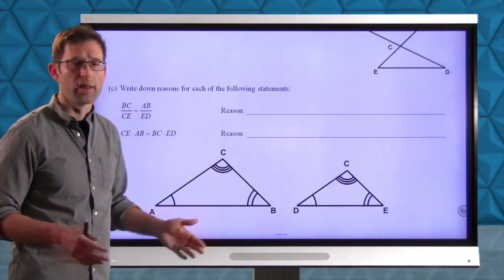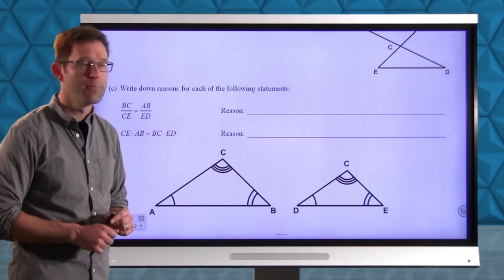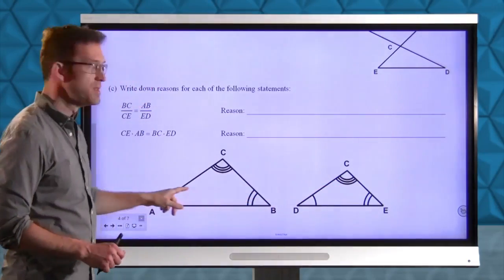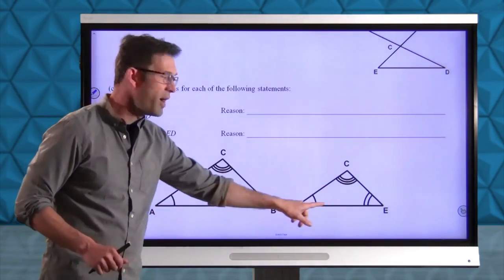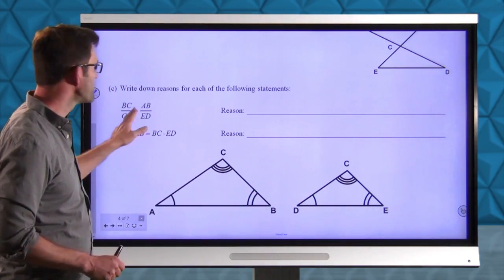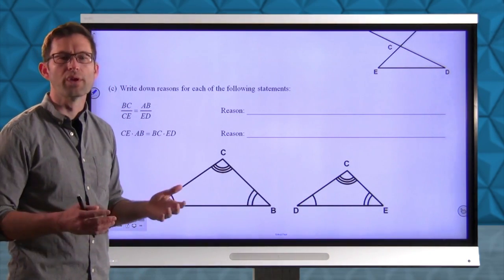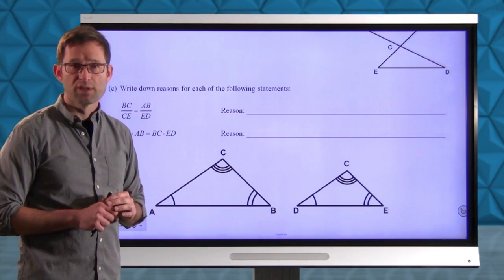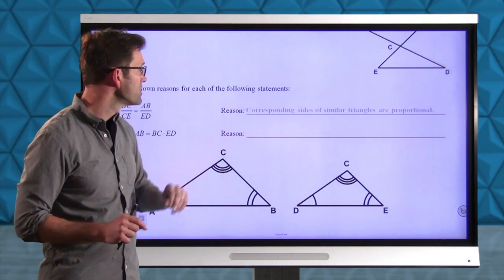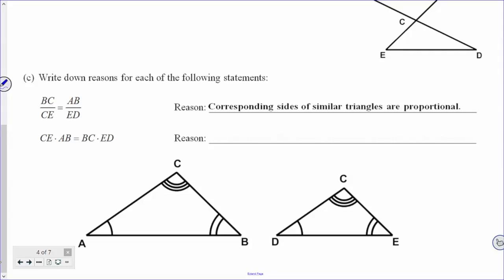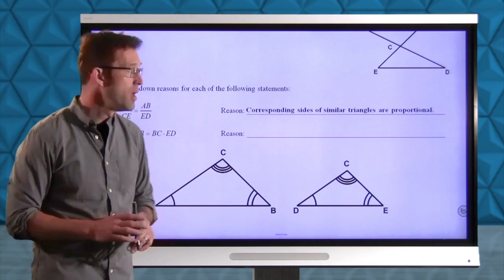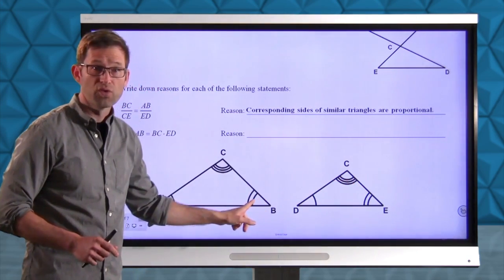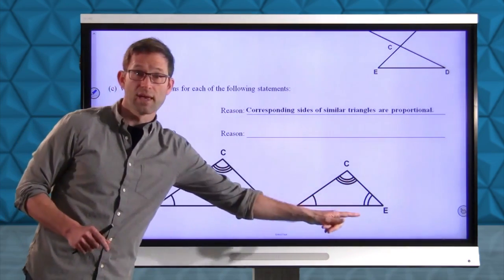And they're similar by angle. I don't have any side information here that I can bring in. So why can I say that BC divided by CE is equal to AB divided by ED? What allows me to set up that proportion? What is the reason for it? Well, what I'm going to state pretty much every time in one of these proofs, just like in the last lesson, is that corresponding sides of similar triangles are proportional. These two sides, BC and CE, are corresponding. They're between the two angles that are marked the same.